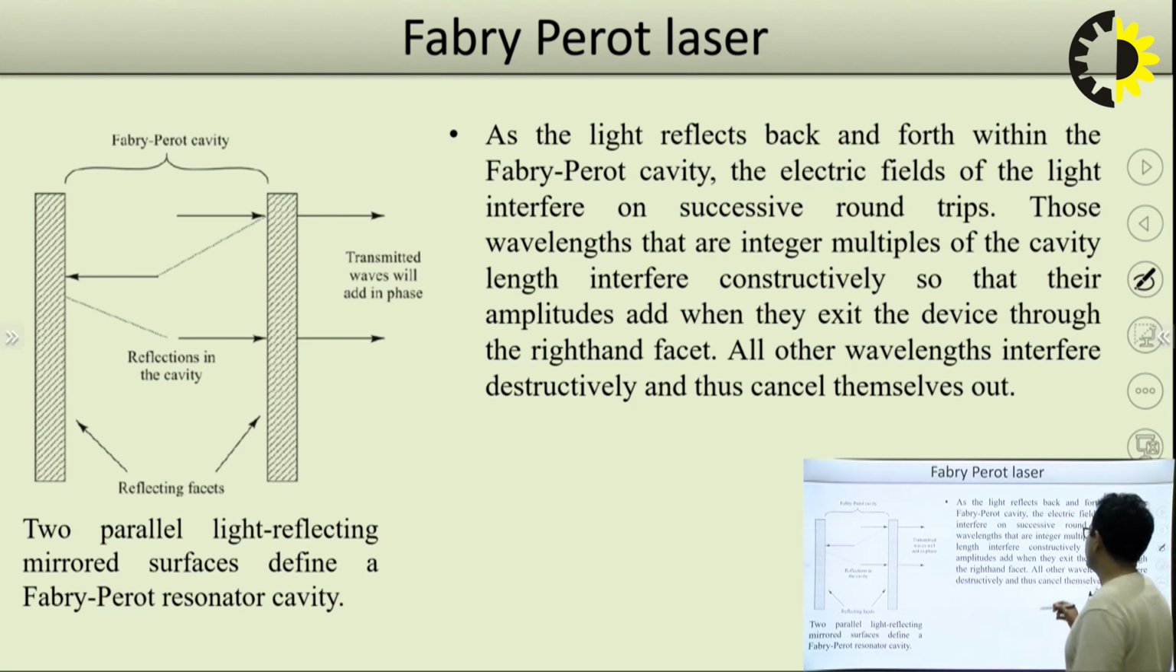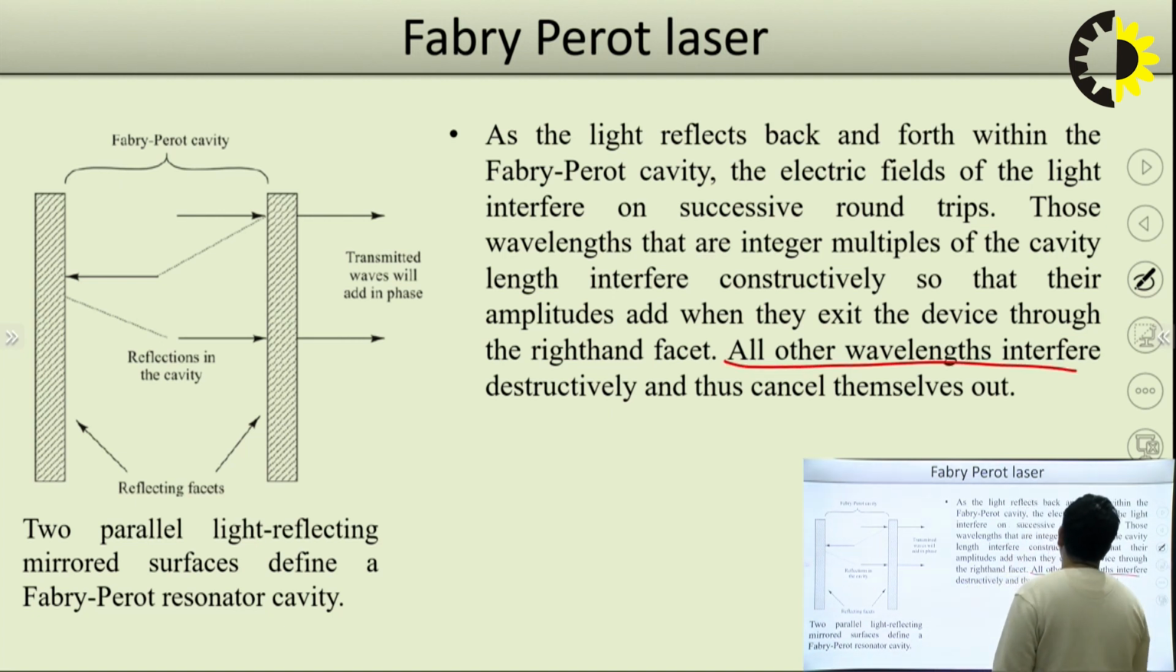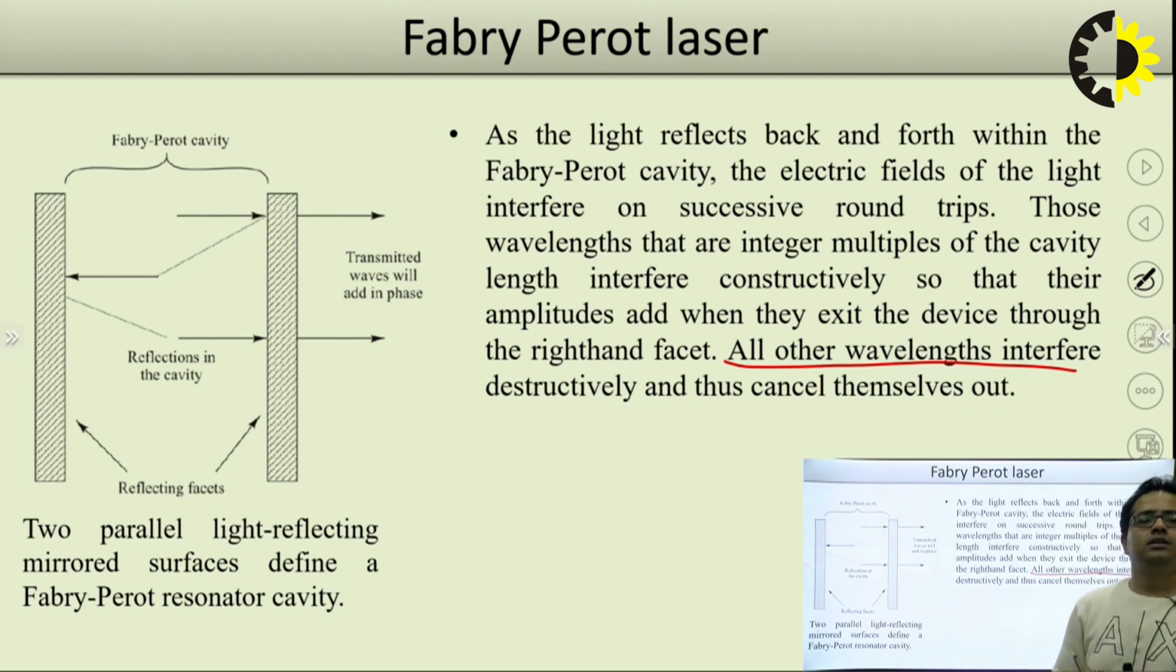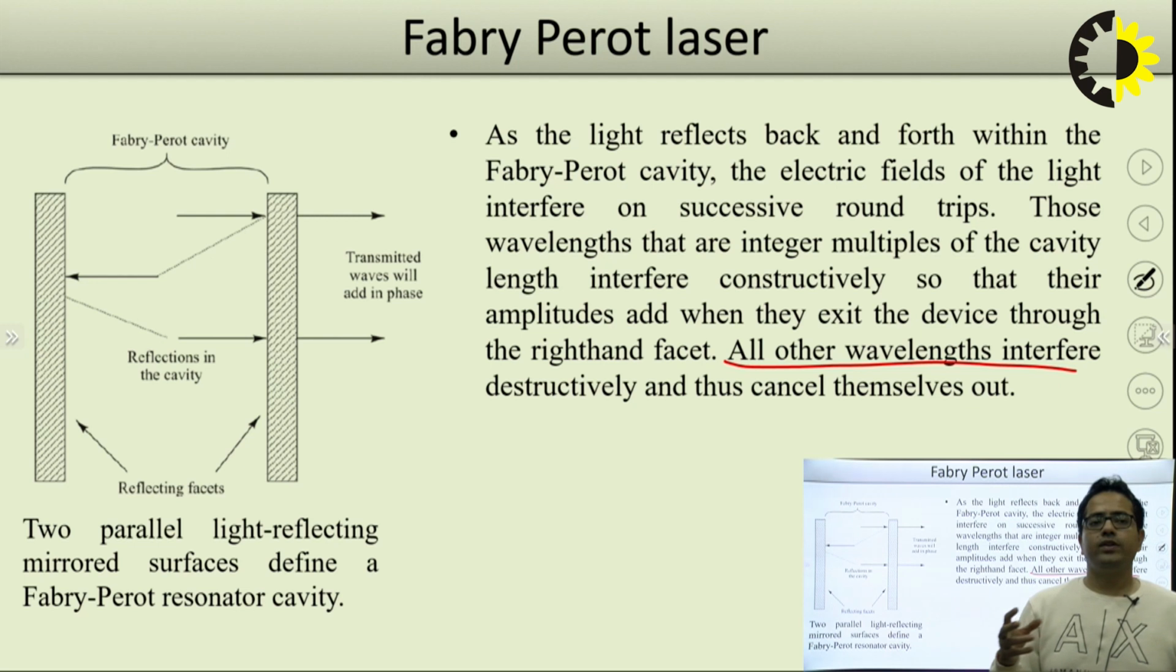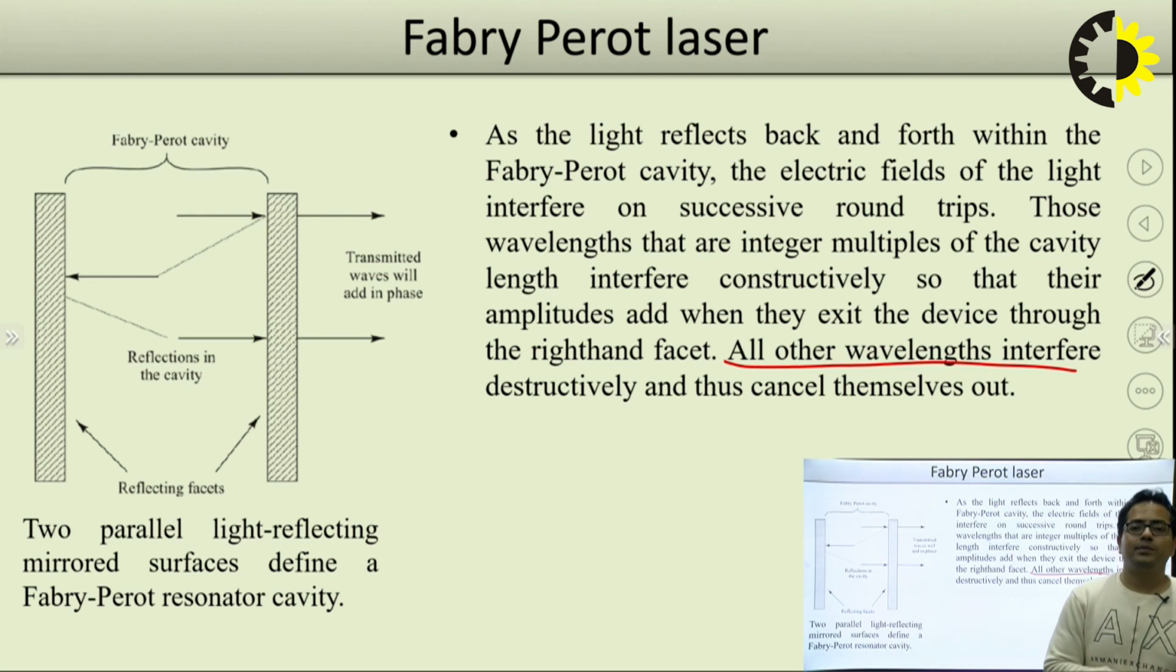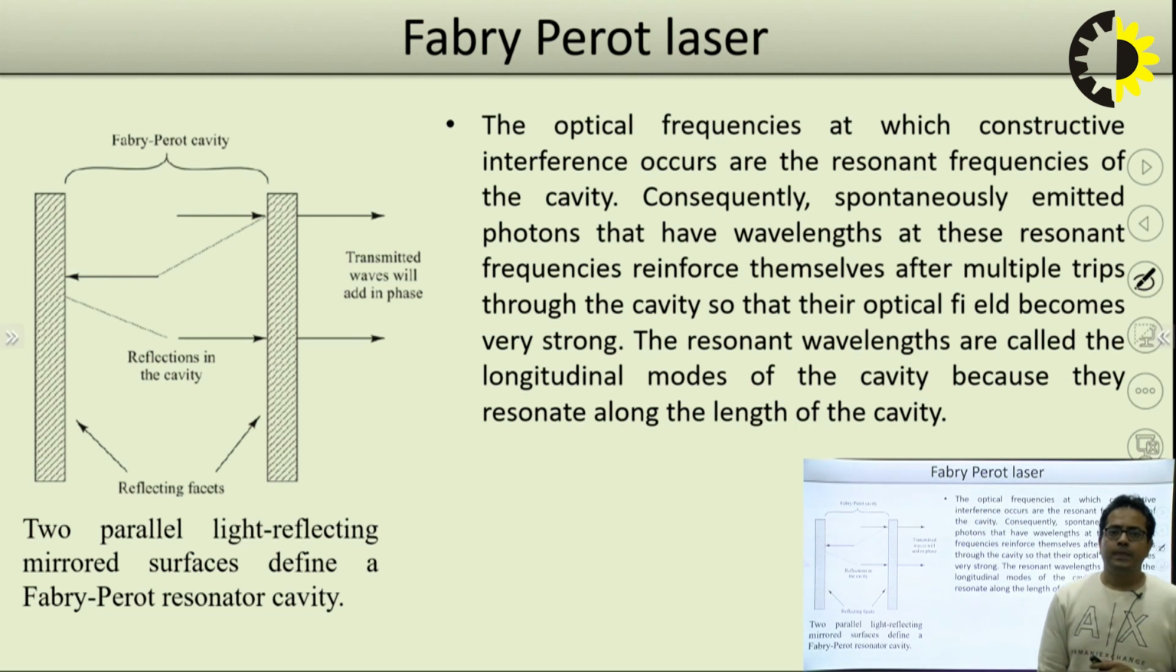All the other wavelengths are going to interfere destructively and thus will cancel out each other, which means they are not going to form standing wave patterns. So only those photons whose wavelength is an integer multiple of the cavity length form standing wave patterns. If they are not an integer multiple of the cavity length, they interfere destructively and cancel out, so they do not form any wave.